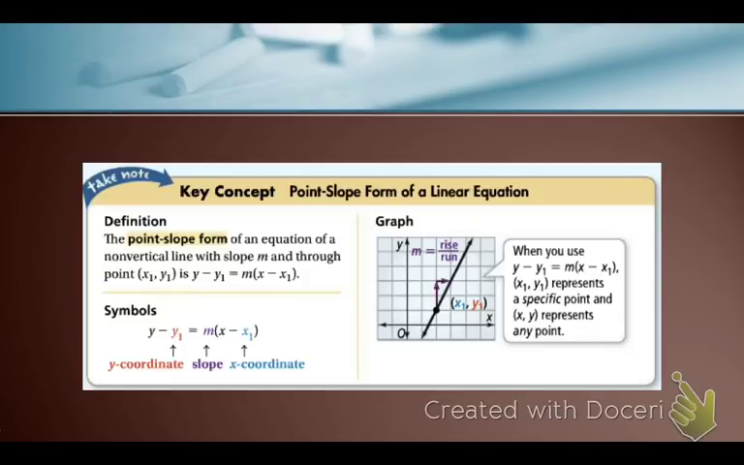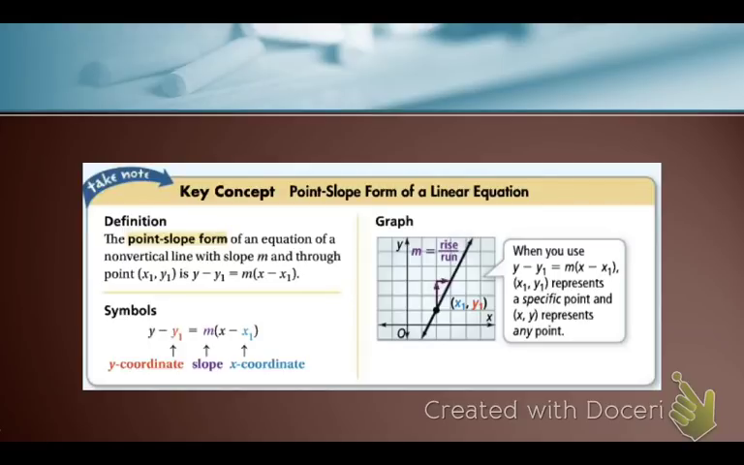All right, so let's take a look here. Point-slope form, what is it? The point-slope form of an equation of a non-vertical line with a slope of m and through the point (x1, y1) is y minus y1 equals m times the quantity x minus x1. As you'll notice, we've got a y and a y1, we've got an x and an x1, and we've also got an m in there.